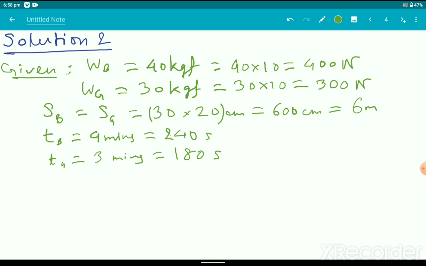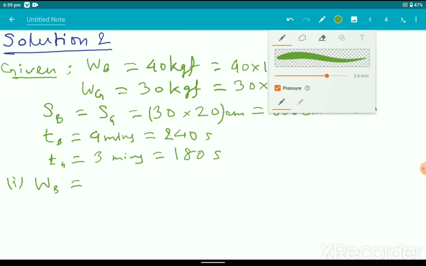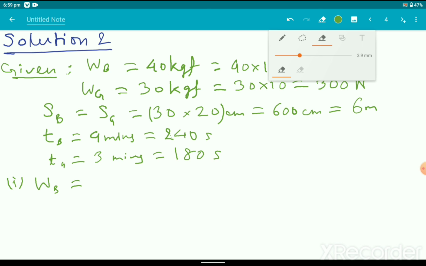Now we have to first of all find out the ratio of the work done. So let us calculate the work done by the boy and the girl. Work done is force into displacement. The weight of the boy is 400 Newton, hence the earth is pulling that boy by a force of 400 Newton. So obviously he has to apply a force of 400 Newton to lift himself up to the height of 6 meter, to climb up the stairs. Let us denote the weight by small w and the work by capital W.